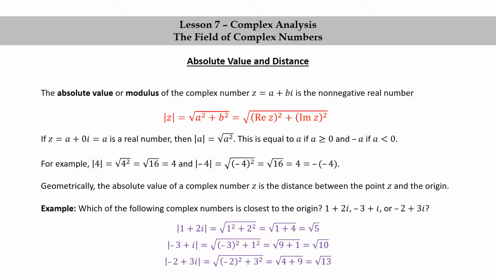And the absolute value of negative 2 plus 3i is the square root of the square of negative 2 plus 3 squared, which is the square root of 4 plus 9, or root 13. Okay, we see that root 5 is the smallest number that came out, which means that 1 plus 2i is closest to the origin.